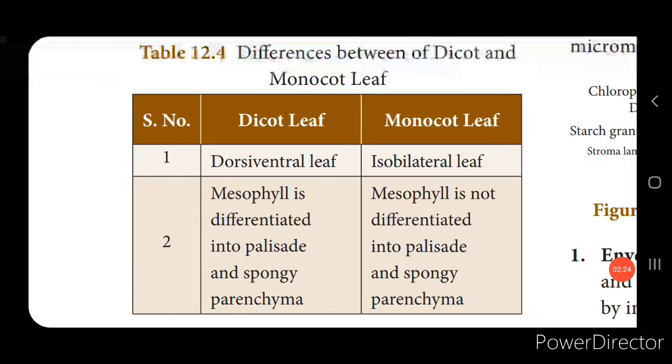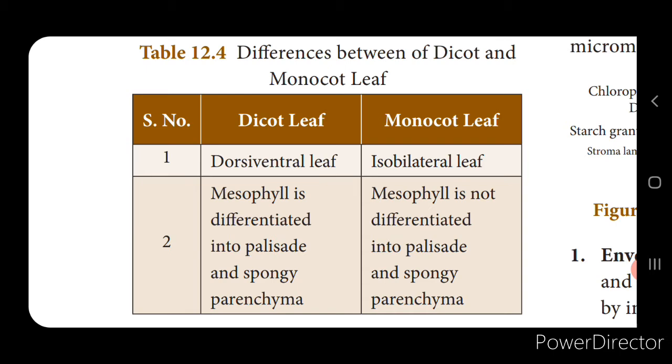Now let's see the difference between the dicot leaf and monocot leaf. The first difference is that the dicot leaf is a dorsiventral leaf. I'll show you how dorsiventral leaves look. And the monocot leaf is an isobilateral leaf. I'll show you the picture so that you can understand what is dorsiventral and isobilateral.